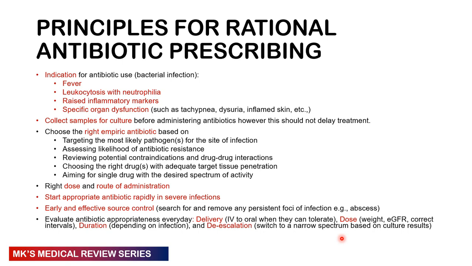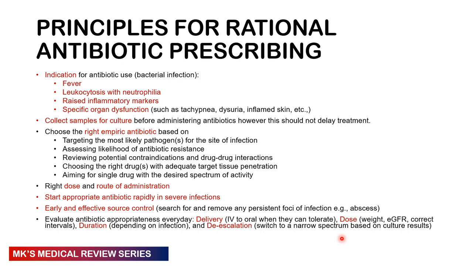There could also be some specific organ dysfunctions like they present to you with tachypnea, dysuria, inflamed skin, and even visible infections that can be seen on the skin and soft tissue. Now, all these things must be put together, and you use all this information as a whole pretty much to now decide whether this person needs an antibiotic or not.